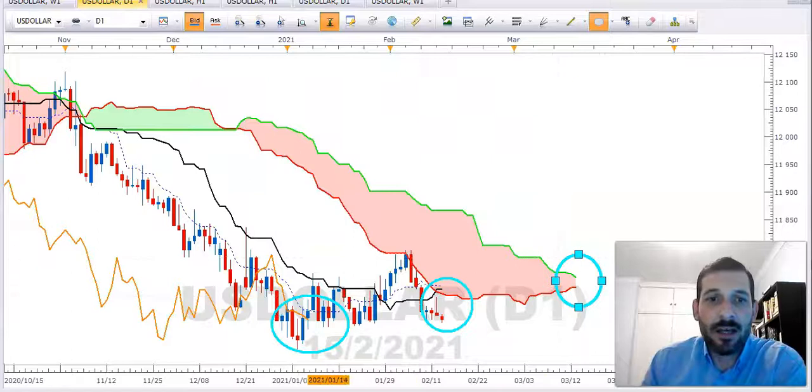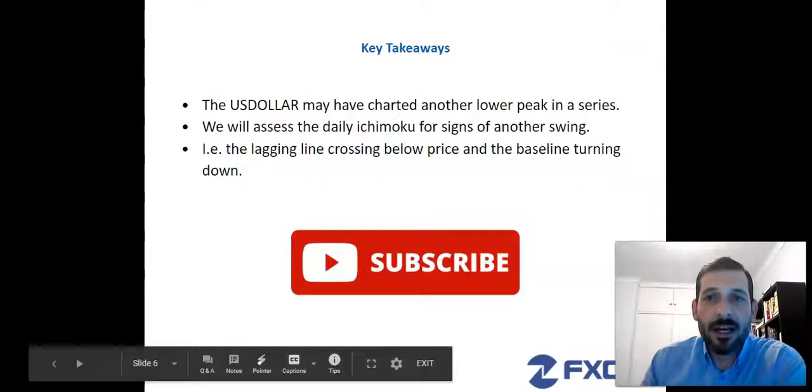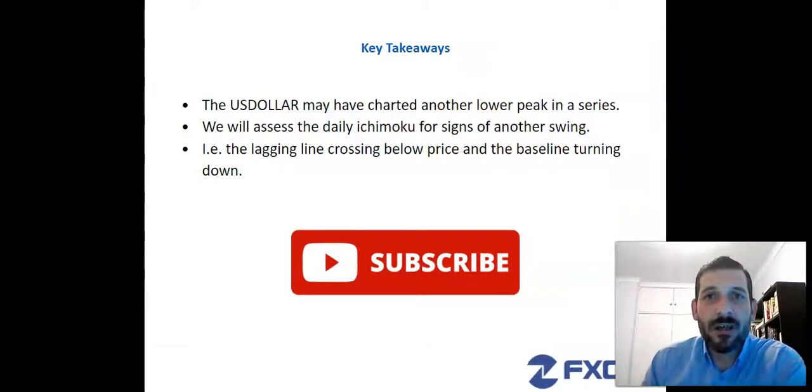Let's just end off with some key takeaways. The US dollar may have charted another lower peak in a series. We will assess the daily Ishimoku for signs of another swing. That is the lagging line crossing below price and the baseline turning down.